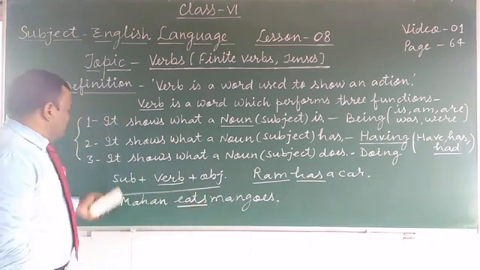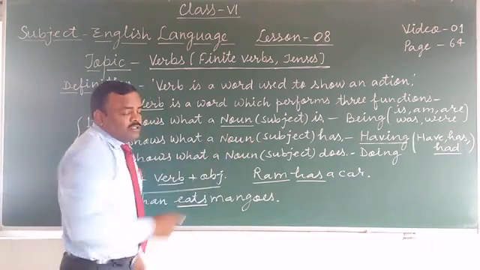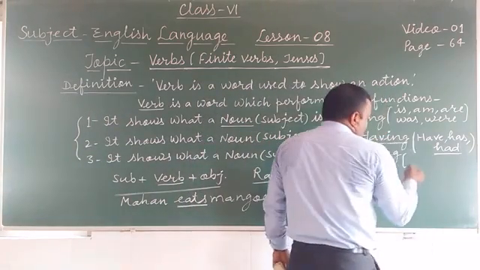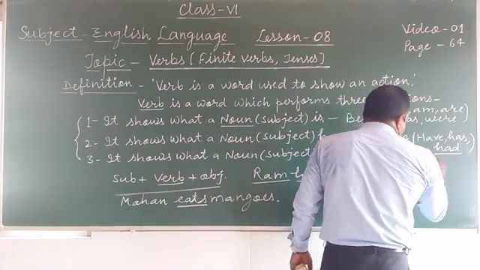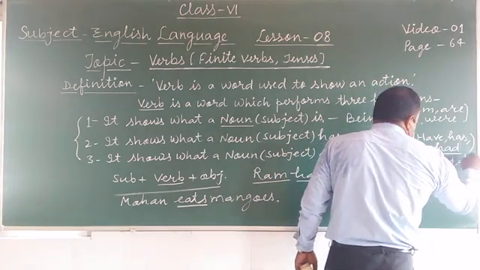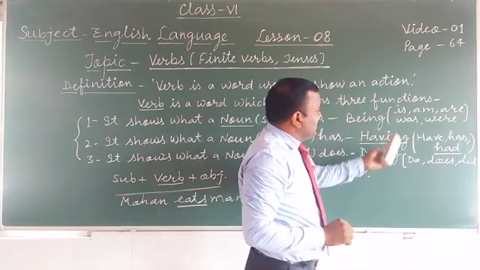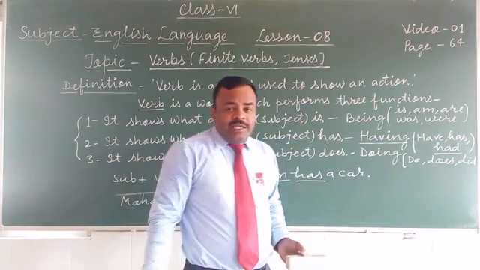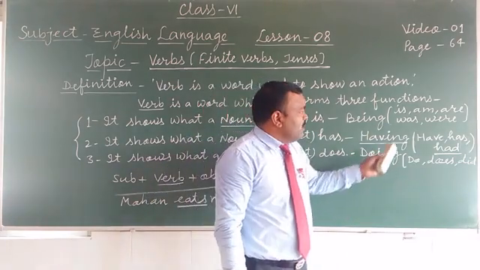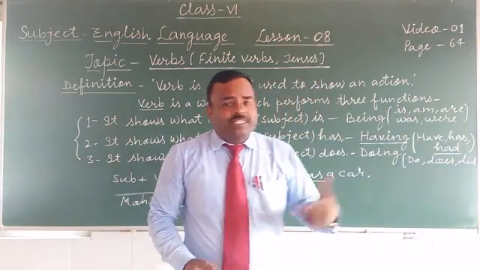So the third point shows what a noun does. So we use doing. In doing, we use do, does, and did as helping verbs. They are called primary auxiliary or primary helping verbs. They are used as helping verbs also when they are used as finite.